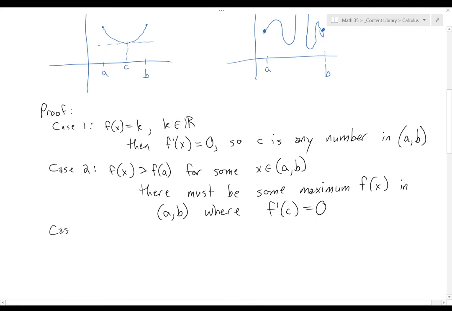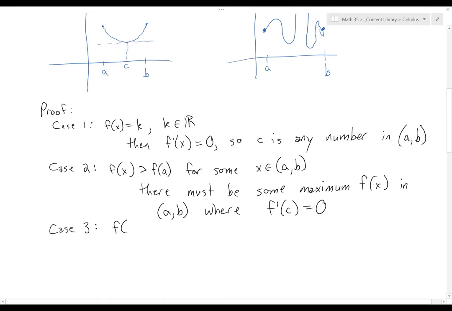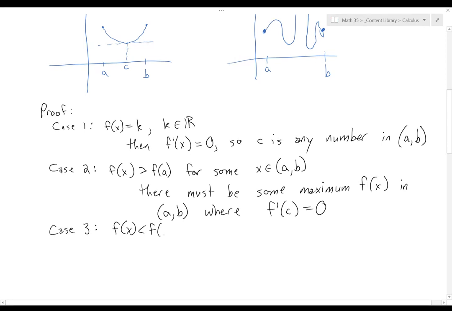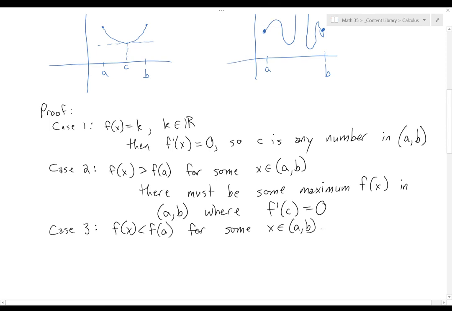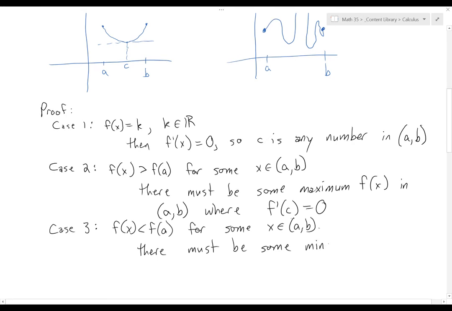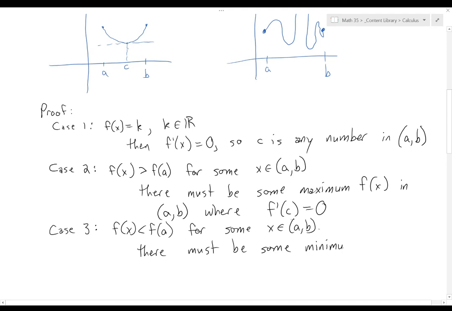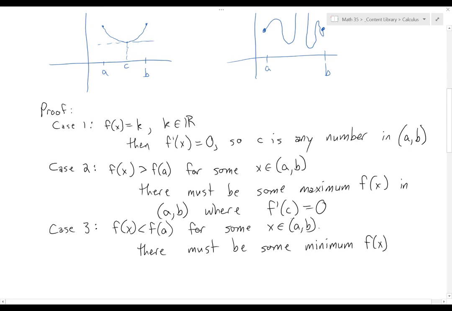And case three is the parallel of that. If we have some f(x) that is less than f(a), for any one, as long as we can find a single value in that interval that has f(x) smaller than f(a), and likewise f(b), then we can conclude that there must be some minimum. Again, because it's continuous and differentiable throughout. So because it's continuous, it can't have any breaks, it can't have any asymptotes, and it can't go off to infinity.